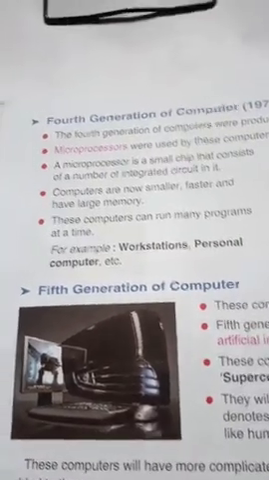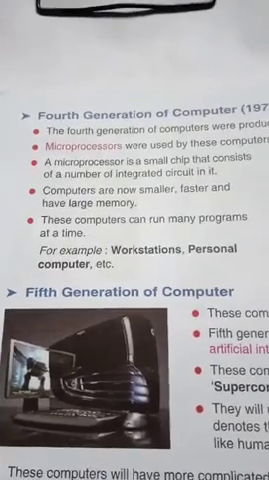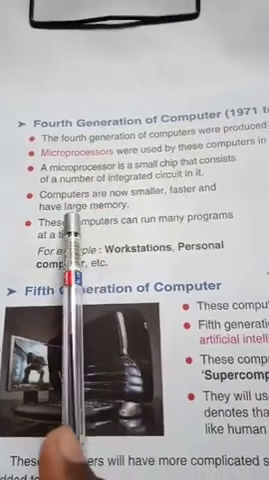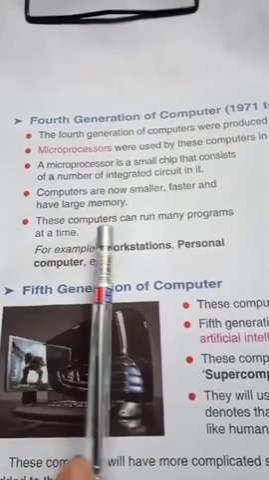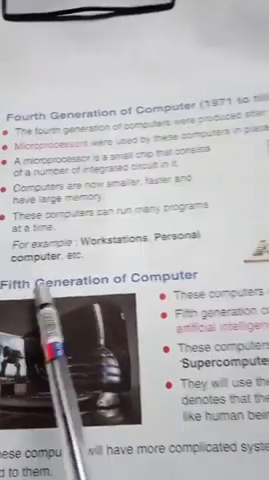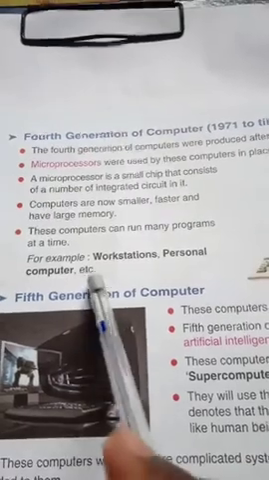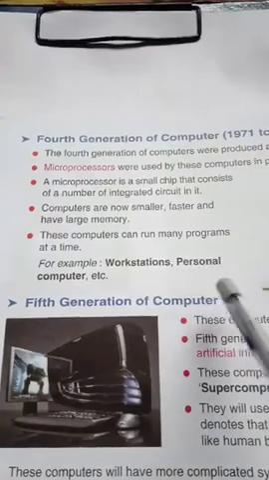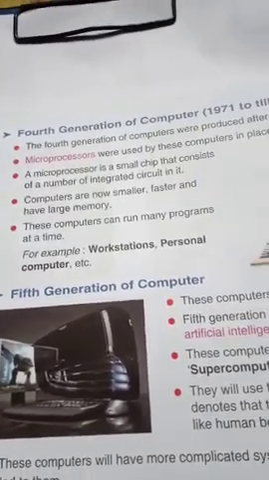So the microprocessor changed the whole game in computers, and they are more efficient and reliable. Computers are now smaller, faster, and have large memory. This computer can run many programs at a time. So these were some main features of fourth generation computers. Examples: workstation, PC.